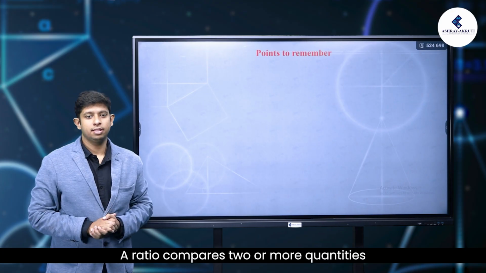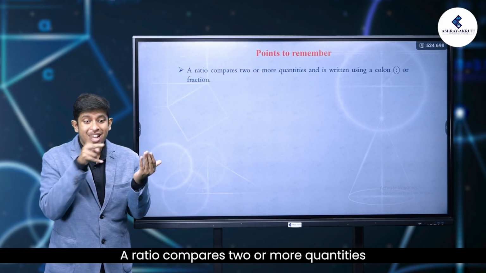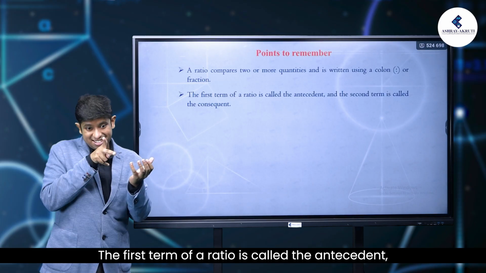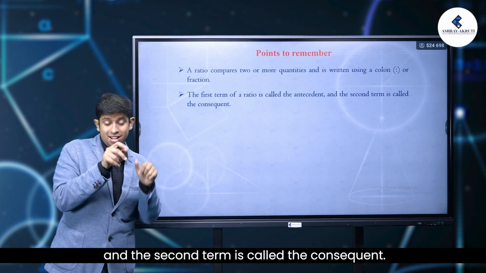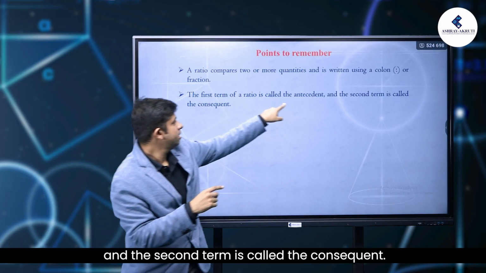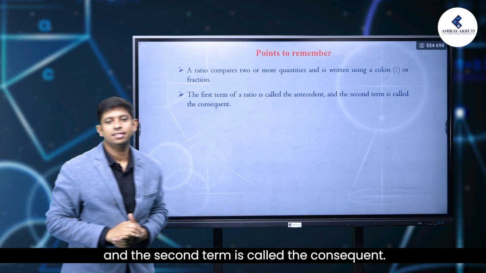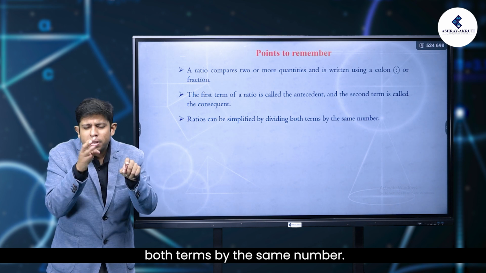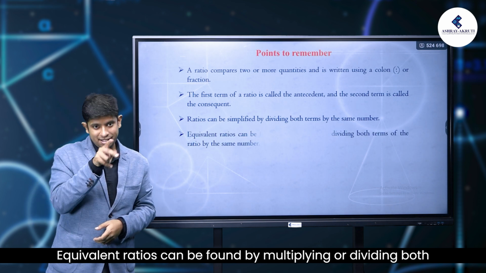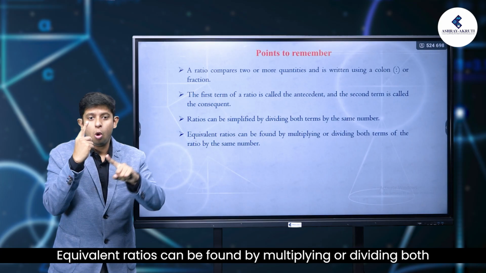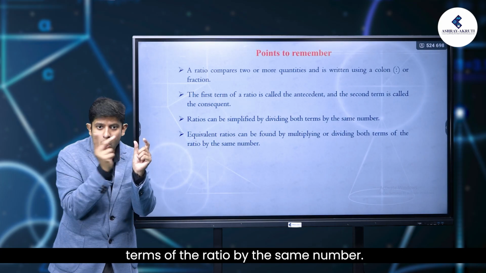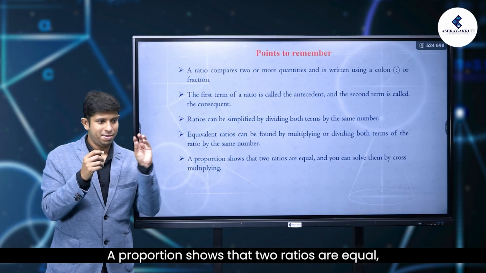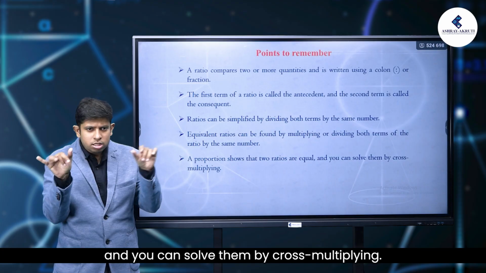Points to remember. A ratio compares two or more quantities and is written using a colon or fraction. The first term of a ratio is called the antecedent and the second term is called the consequent. Ratios can be simplified by dividing both terms by the same number. Equivalent ratios can be found by multiplying or dividing both terms of the ratio by the same number. A proportion shows that two ratios are equal and you can solve them by cross-multiplying.